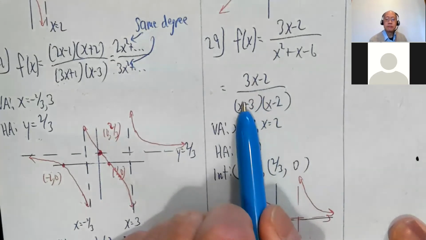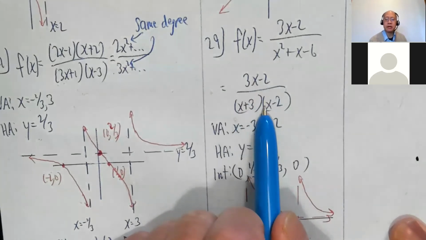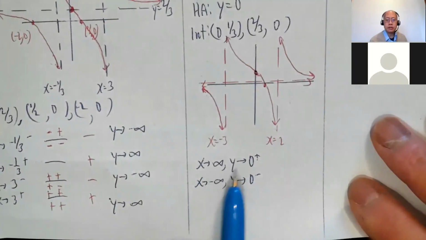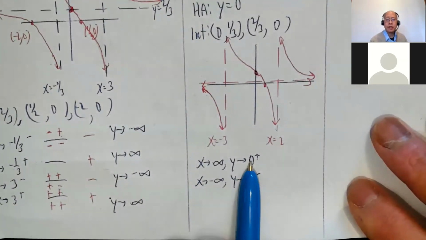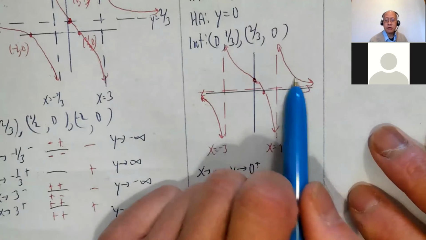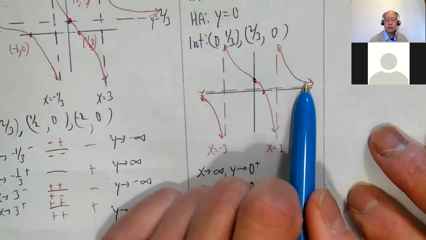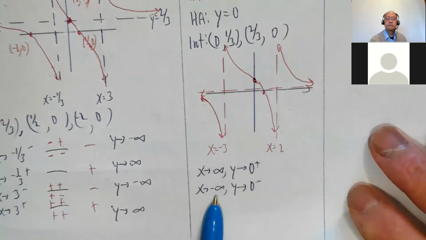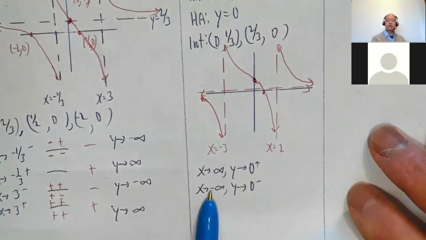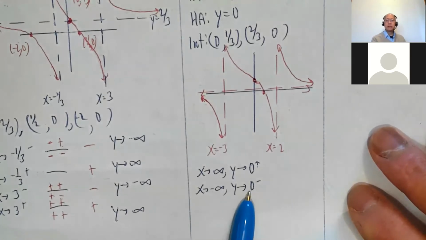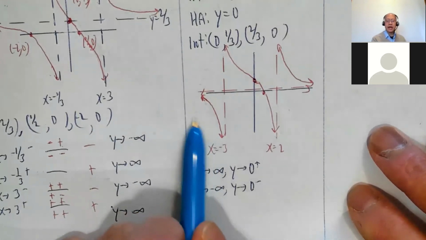But the bottom wins. The bottom is much, much bigger. So y approaches 0 from above. So my graph is going to be a little bit above the x-axis. y equals 0. And what do I have here? x approaches negative infinity. y approaches 0 from below. I'm a little bit below the x-axis.